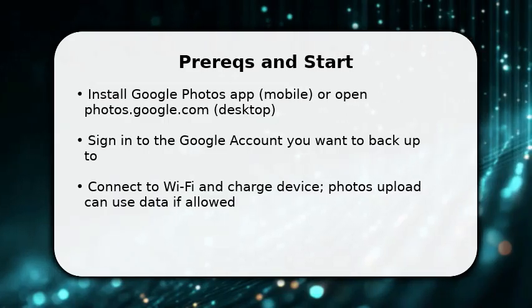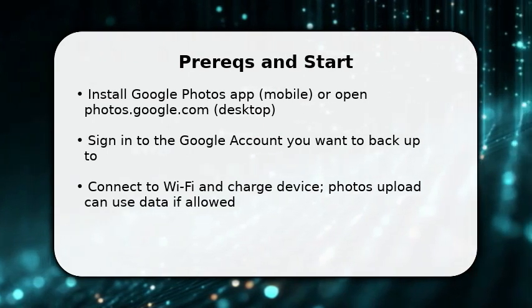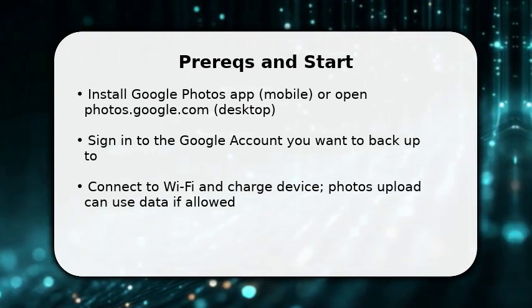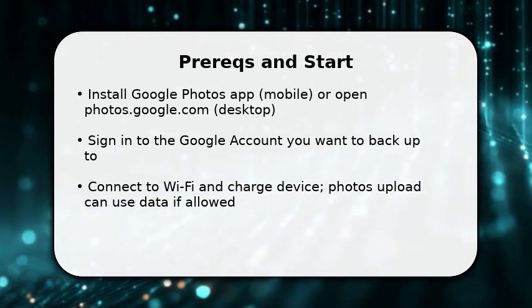You're ready to begin. Install or open Google Photos and sign into the exact Google account for your backup. Once signed in, tap the menu and go straight to Settings, then Backup and Sync to enable automatic uploads.